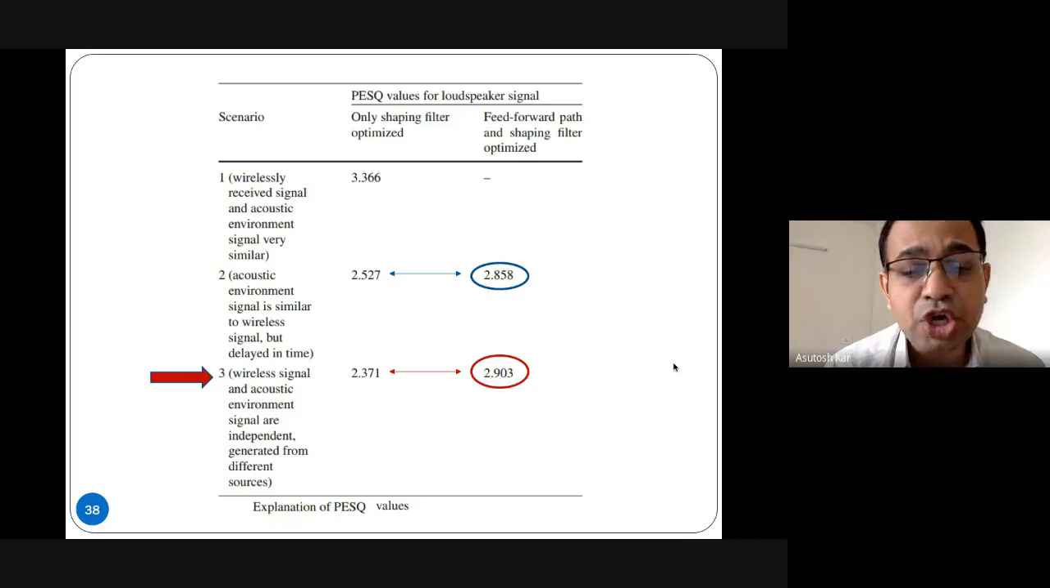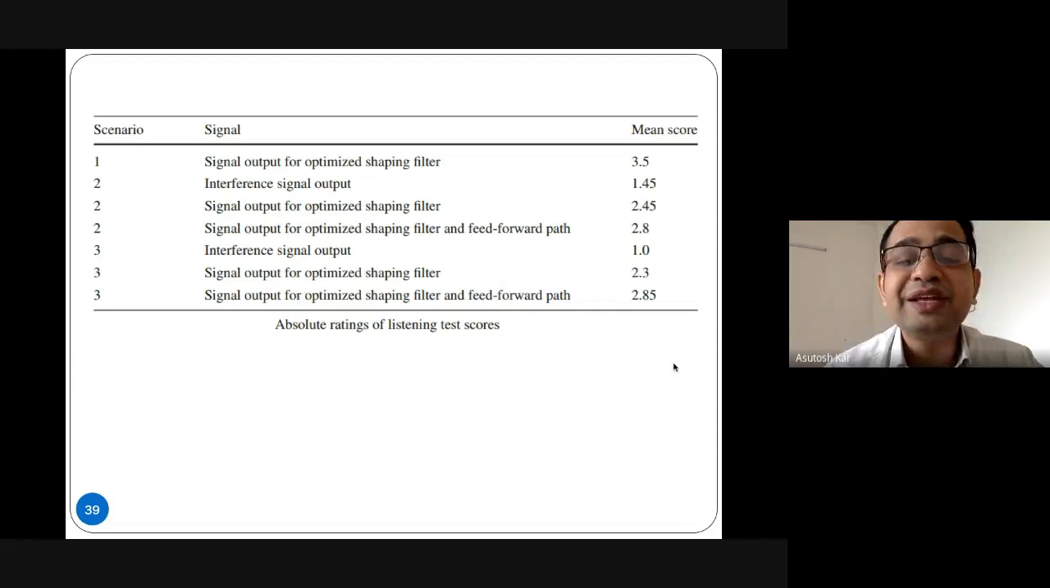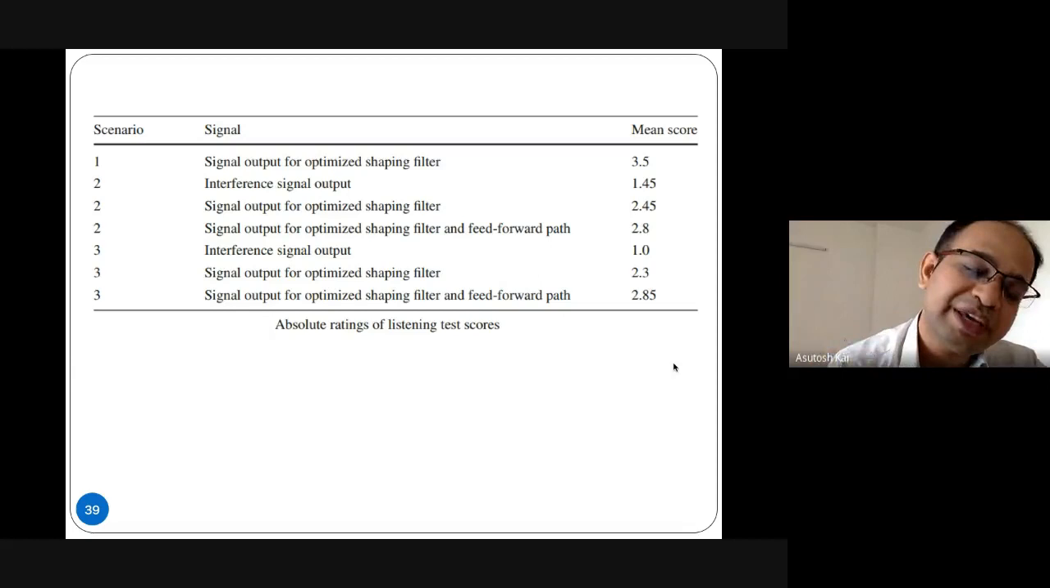There was crosstalk. In that situation, we found peculiarly, you can see I've circled in red over here, that the PESQ should be low, but those who evaluated this found with the listening tests also, and the listening test results are on the next slide, so you see that we actually got encouraging results. We got improved results compared to scenario number 2. So this was the biggest achievement for us.